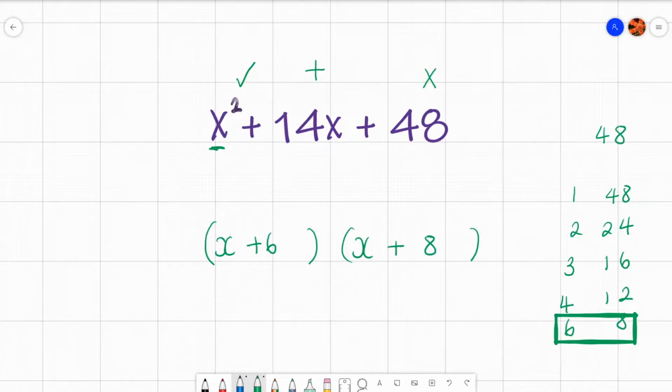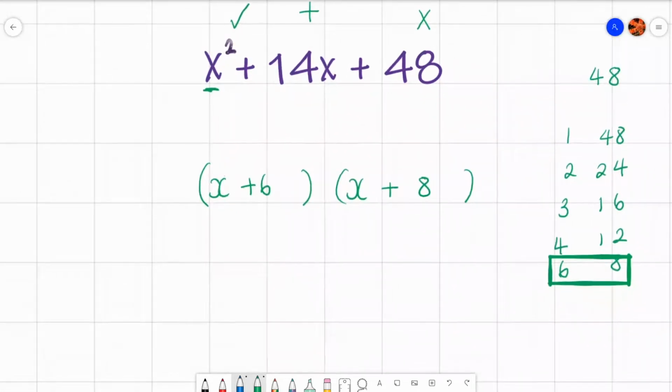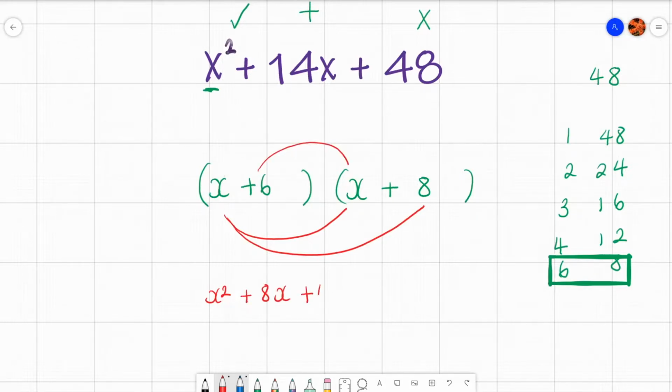Okay, and we can see that this works because I'm going to multiply this bracket out for you now. X times x would give me x squared. X times 8 is plus 8x. Positive 6 times x is plus 6x. And then 6 times 8 is plus 48. And as you can see in the middle here, the 8x and the 6x give me 14x plus 48.